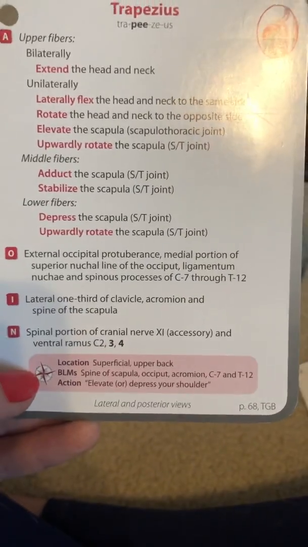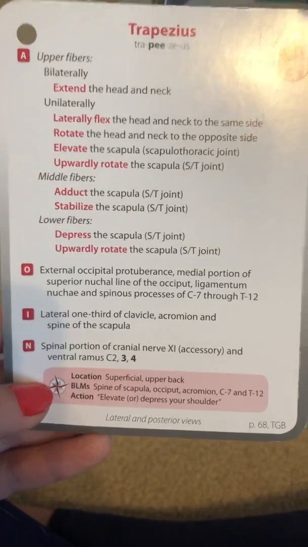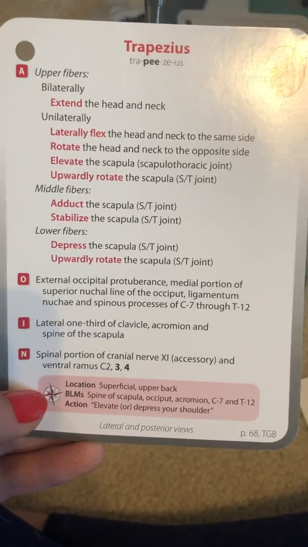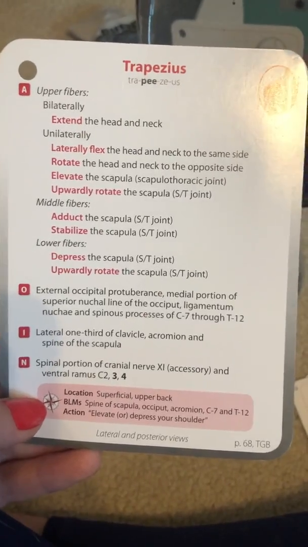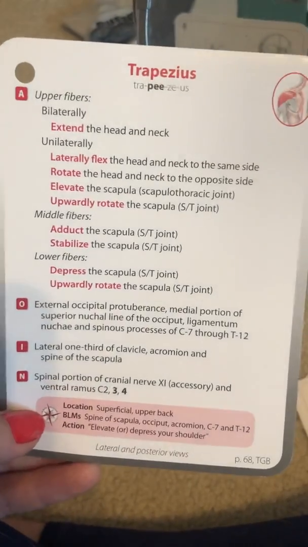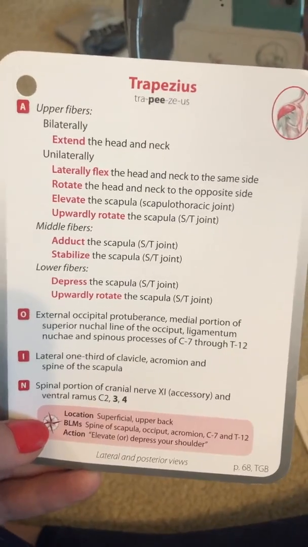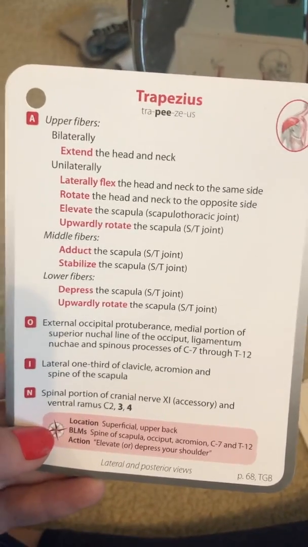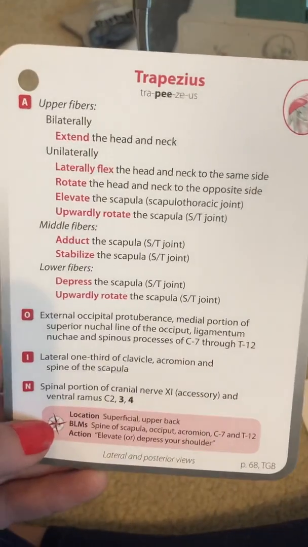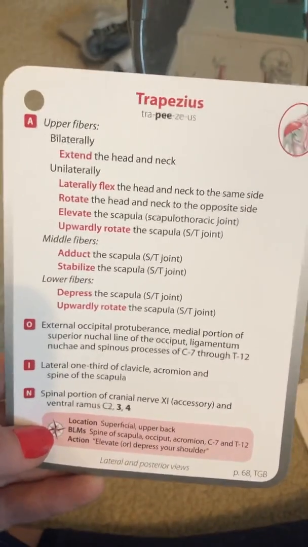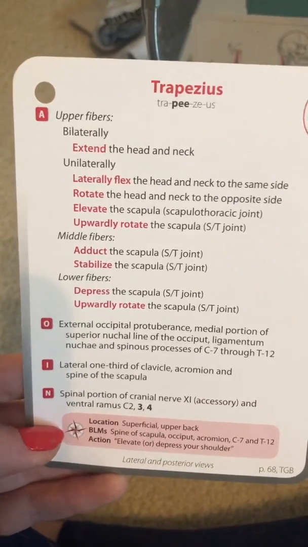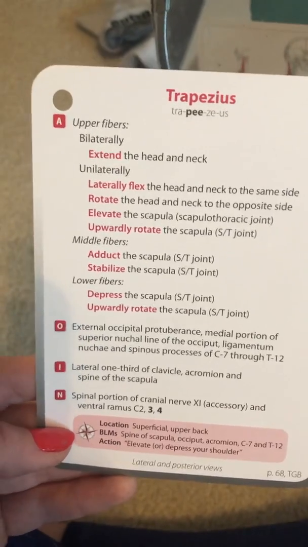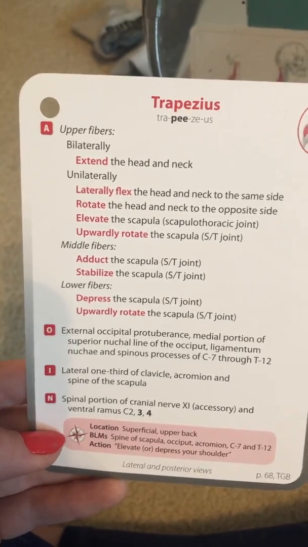Origin, external occipital protuberance, medial portion of superior nuchal line of occiput, ligamentum nuchae, and spinous processes of C7 through T12. Insertion, lateral 1/3 of clavicle, acromion, and spine of scapula. Nerve supply, spinal portion of cranial nerve 11, and ventral ramus C2, 3, and 4.